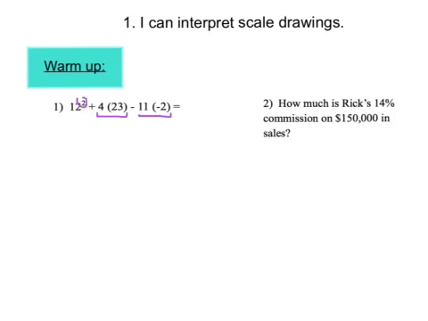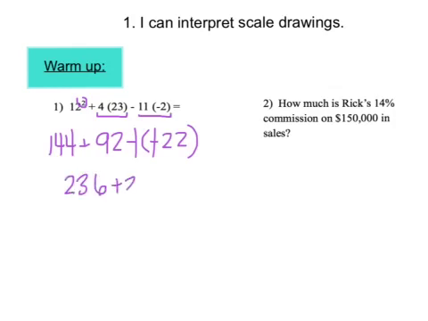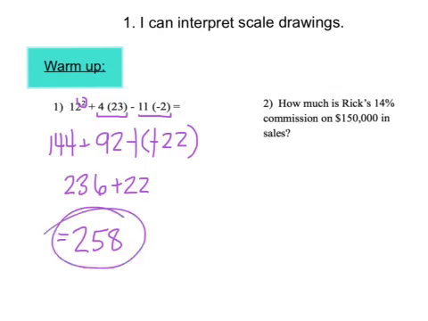I'm going to do it all at once. 12 squared, 144, plus 4 times 23 is 92, minus negative 22, that becomes plus. 144 plus 92 is 236, plus 22, and we end up with 258 for our final answer.